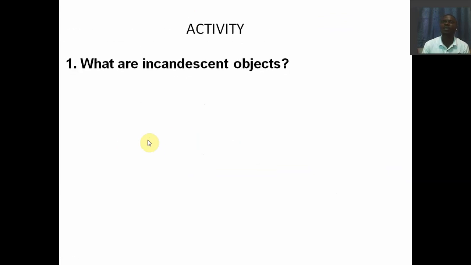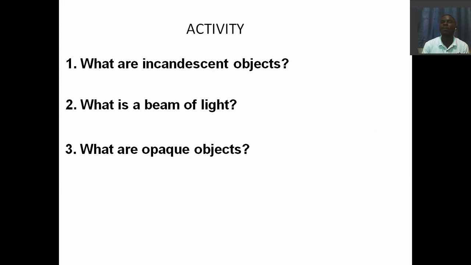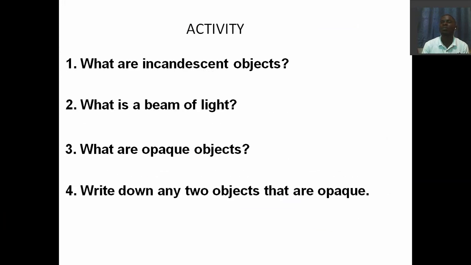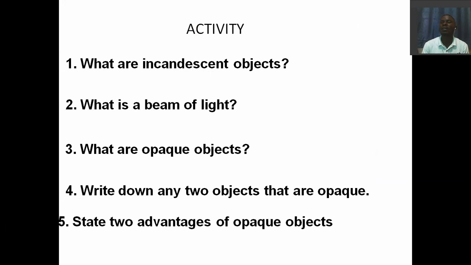Let's go on and look at this activity. What are incandescent objects? Do you still remember the definition? Try out this number. We have already discussed what incandescent objects are. Number 2, what is a beam of light? Number 3, what are opaque objects? Number 4, write down any two objects that are opaque. Number 5, state two advantages of opaque objects. Number 6, what are opaque objects?